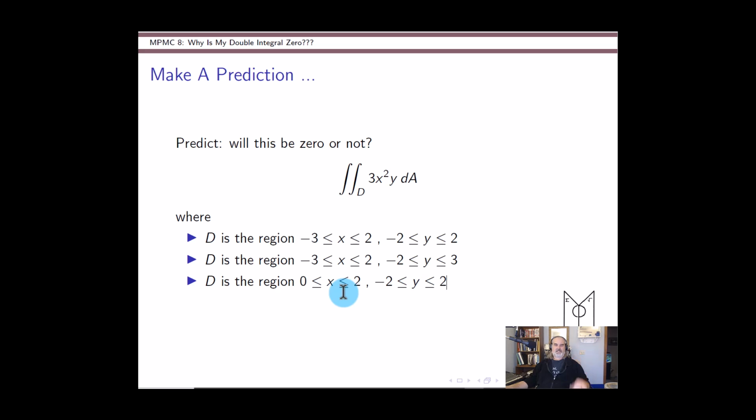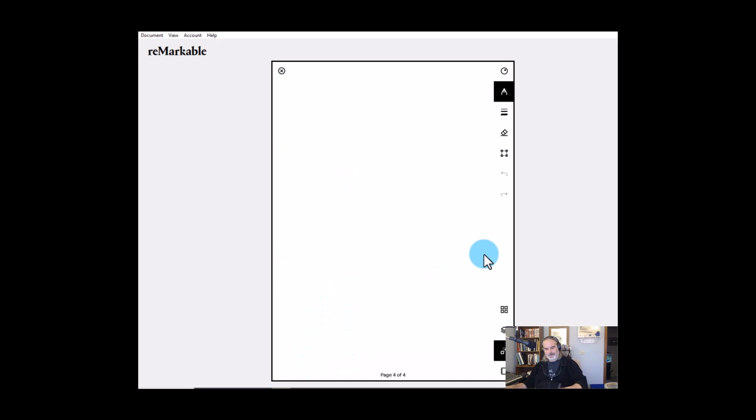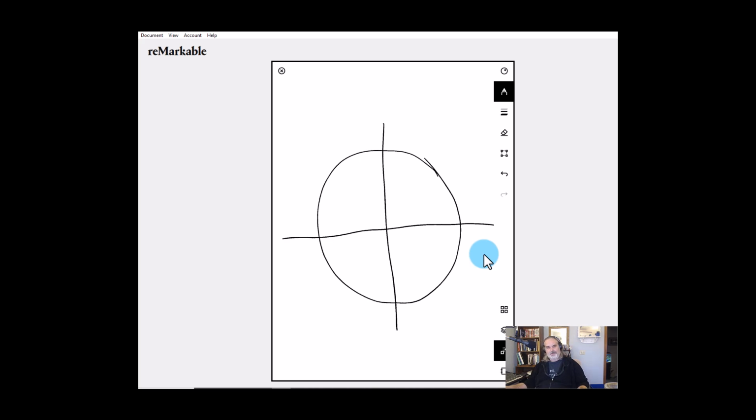All in all, 0. And these regions don't even have to be square. Inside the unit circle, every point, did I draw a unit circle? No, I didn't. I'm going to draw a unit circle. Ta-da! Put some axes in there.